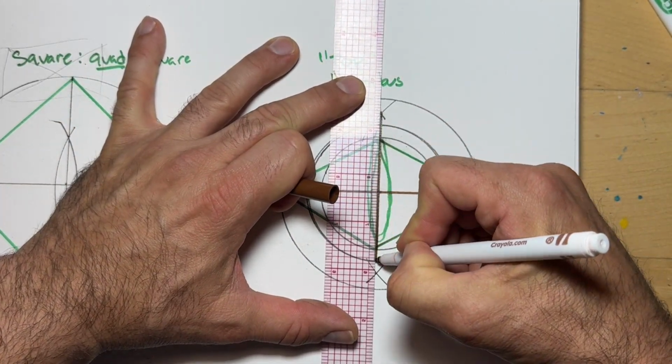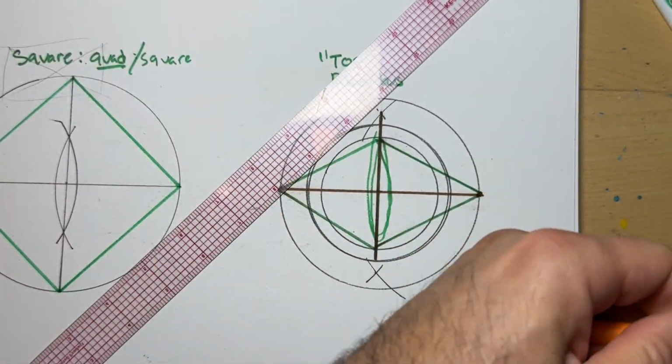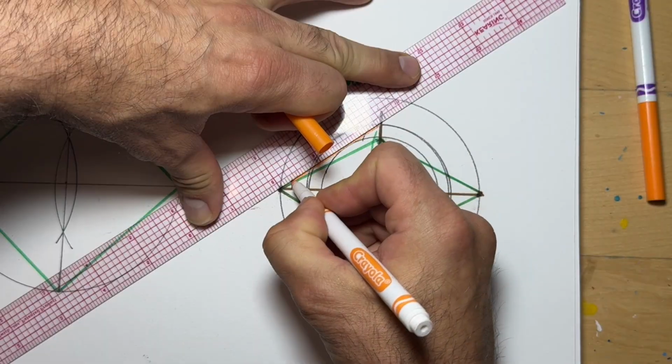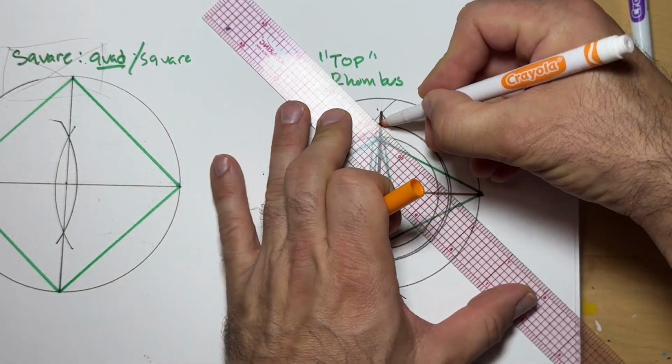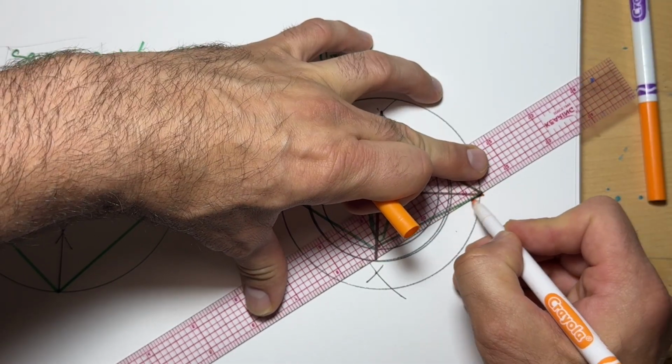So now instead we have a larger circle. So let me use a different color. Maybe I'll use orange. And now from here to here, right, my rhombus is going to get a little bit taller.